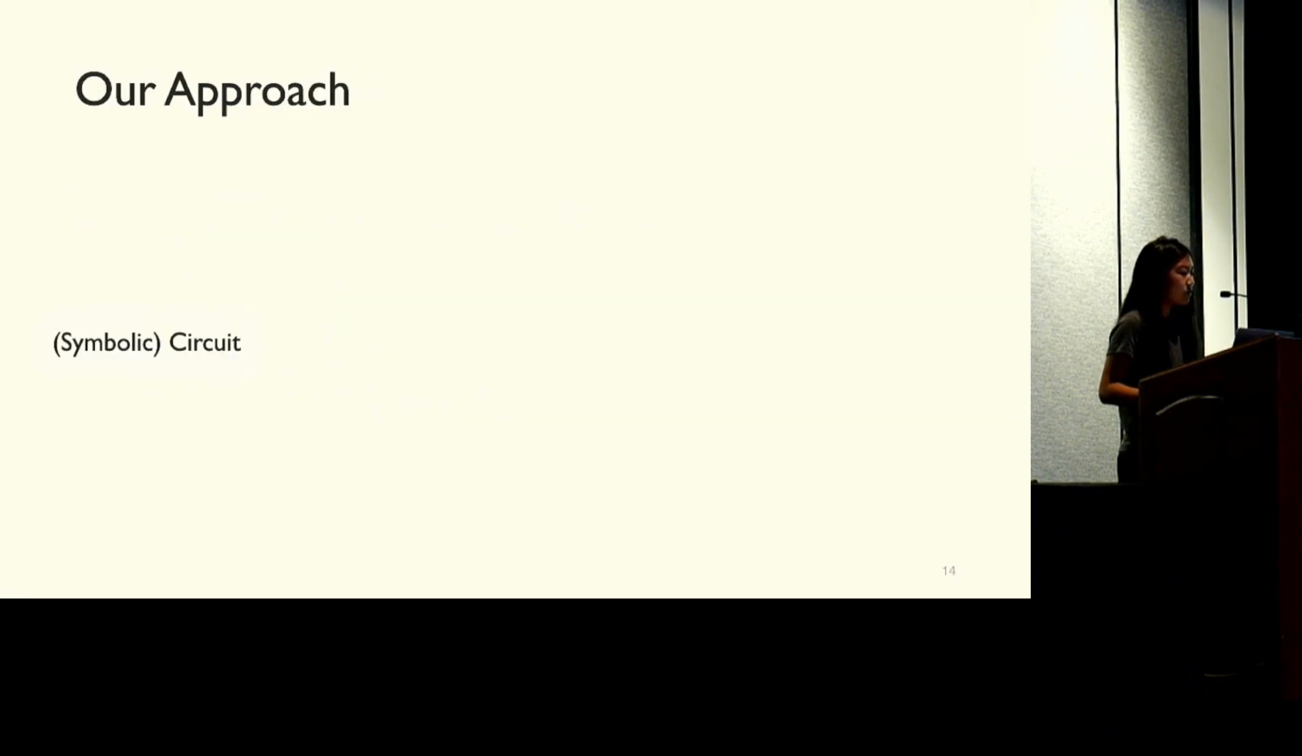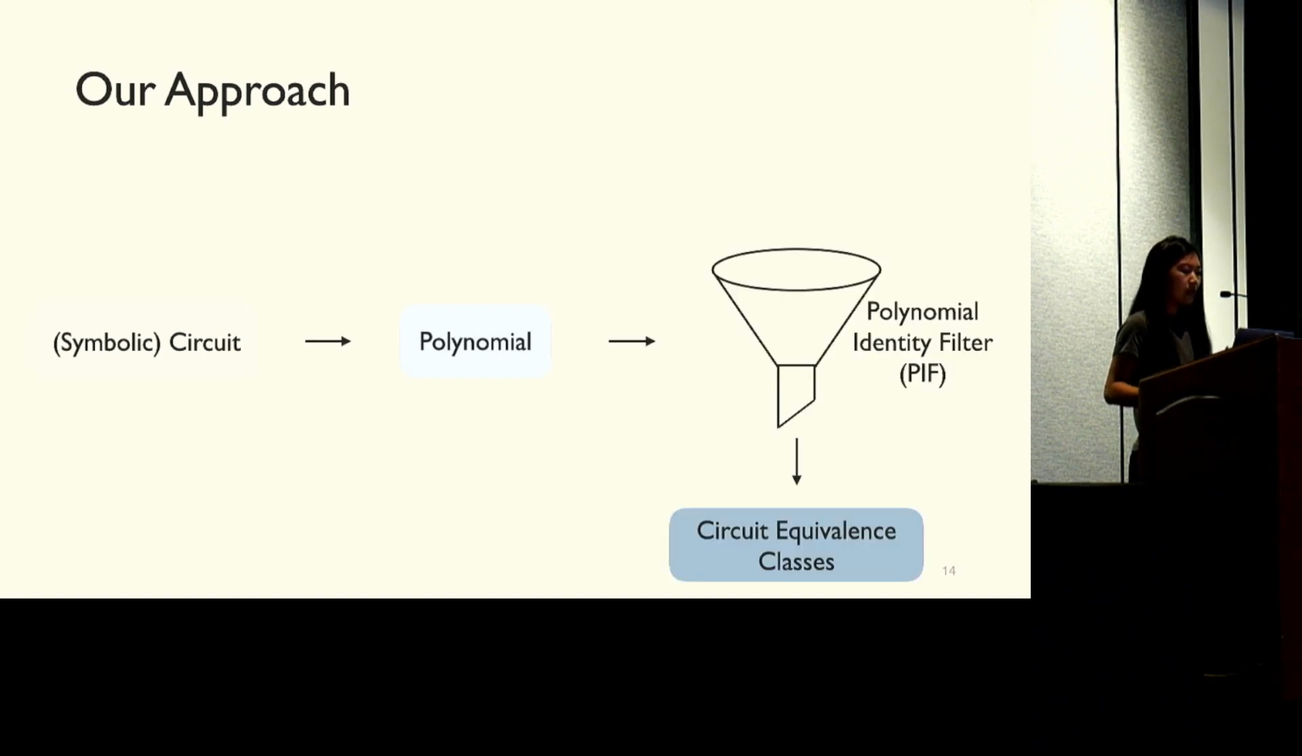So as an overview of our approach, we take in potentially a symbolic circuit, and then we convert it into a polynomial. And then we invented this data structure called the polynomial identity filter, from which we can get circuit equivalence classes, and then it's very easy to extract rewrite rules from those. We put the polynomial through the filter, and it will put it into the equivalence class.